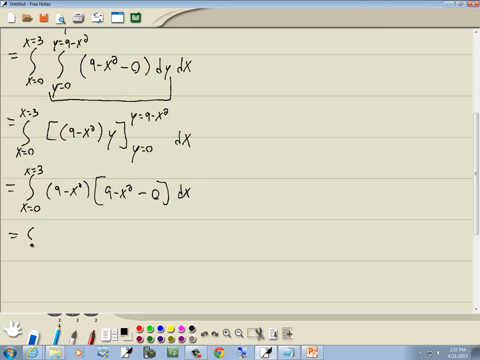Okay, so then we're going to have x is equal to 0 to x equals 3. The 0 drops away, so we got 9 minus x squared times 9 minus x squared. So that gives us 9 times 9 is 81. 9 times negative x squared is negative 9x squared. Negative x squared times 9 is negative 9x squared. And negative x squared times negative x squared is positive x to the fourth, dx.